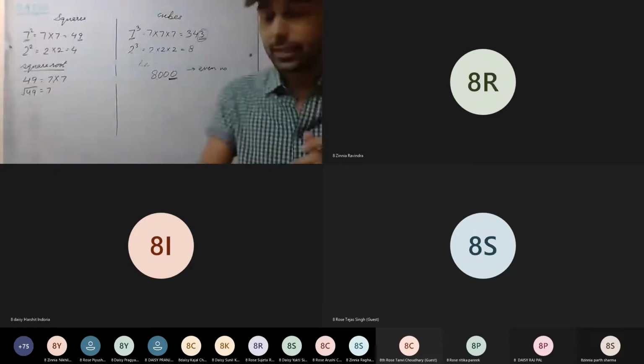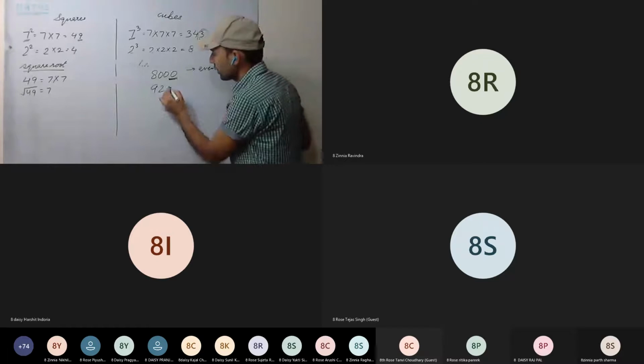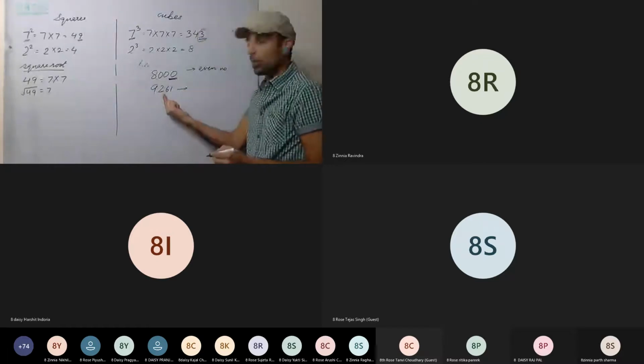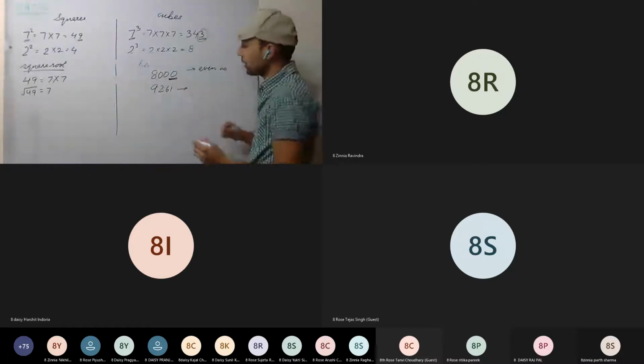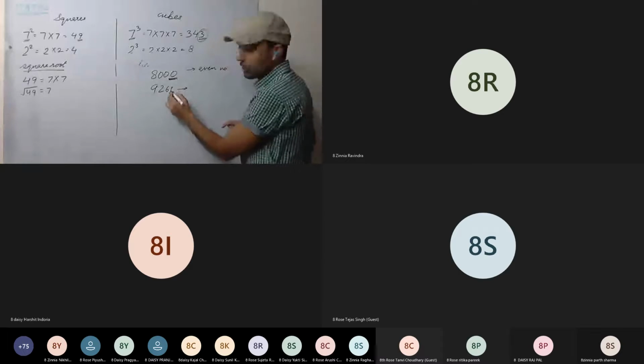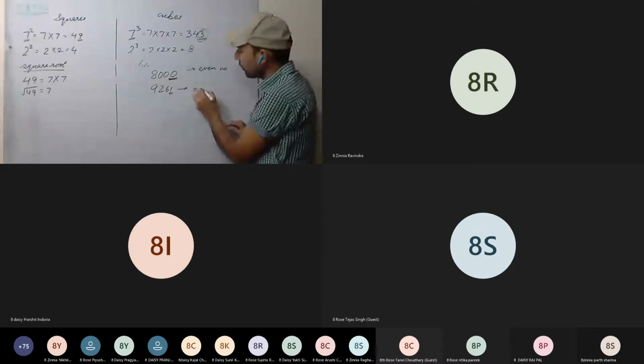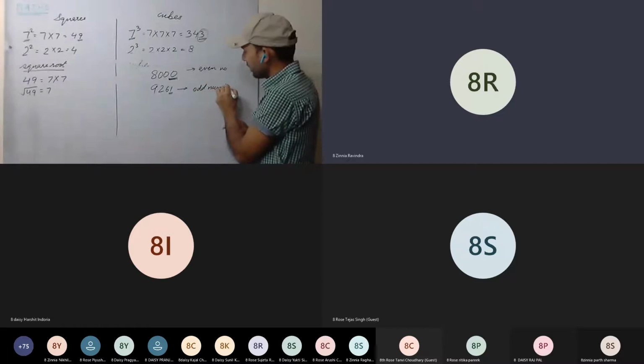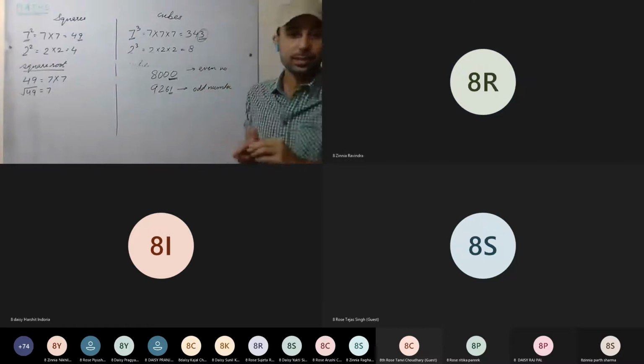Now 9261. Is it a cube of an even number or an odd number? So what we'll do is check the digit at the unit place. Odd number. It will be a cube of an odd number. Is this clear?